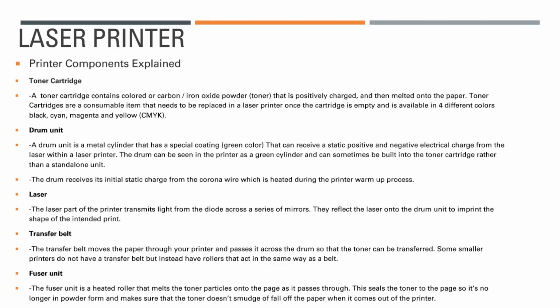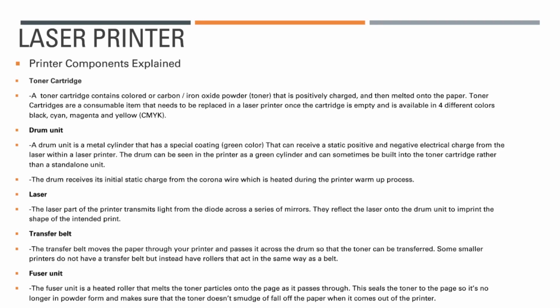Drum unit. A drum unit is a metal cylinder that has a special coating, green in color, that can receive a static positive and negative electrical charge from the laser within a laser printer. The drum can be seen in the printer as a green cylinder and can sometimes be built into the toner cartridge rather than a standalone unit. The drum receives its initial charge from the corona wire, which is heated during the printer warm-up process.